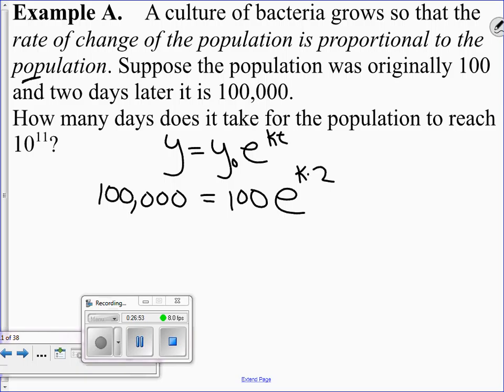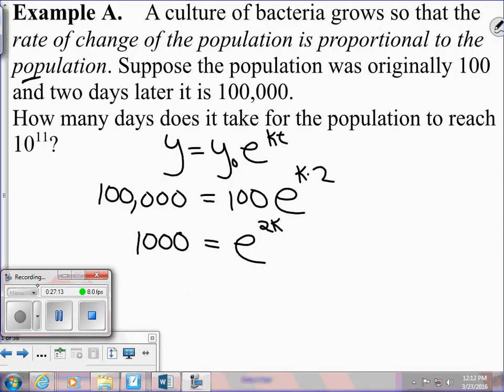Yeah, you can't ln first, because if you have the ln of a product, you're going to have to take the sum of the logs over here. Yowza. You don't want that. You got to get rid of that 100 first. So divide by 100. You had 100,000. Divide that by 100, you have 1,000. Now, what can you do?